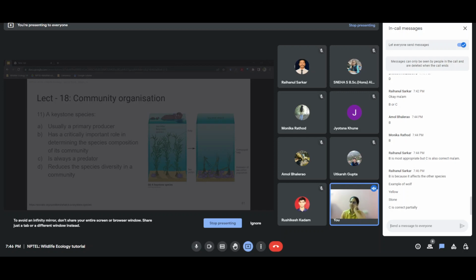C is correct partially. Yes, predators can be keystone species, but there are a lot of examples where keystone species are actually primary producers, and plants are also keystone species. I think there is an example of a cactus in a desert somewhere, I'm forgetting the name, which is believed to be a keystone species because it supports life as well as provides shelter to a lot of organisms in the desert.